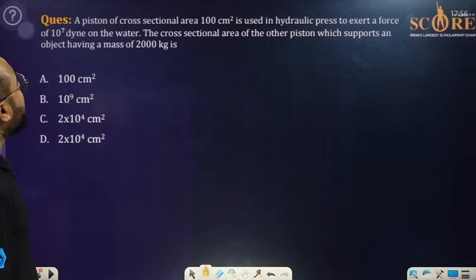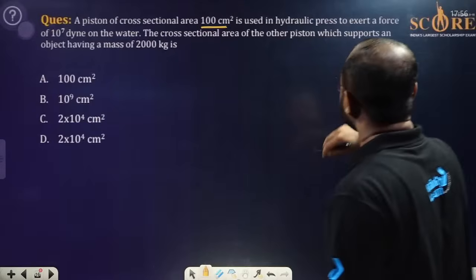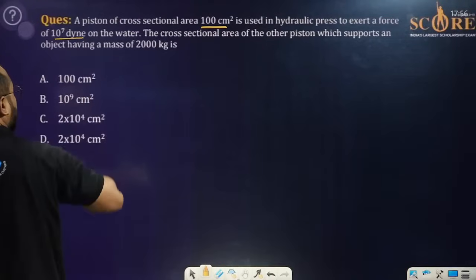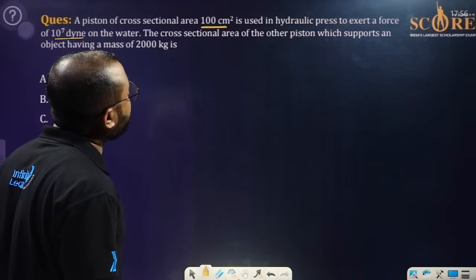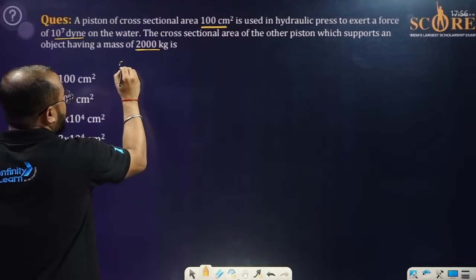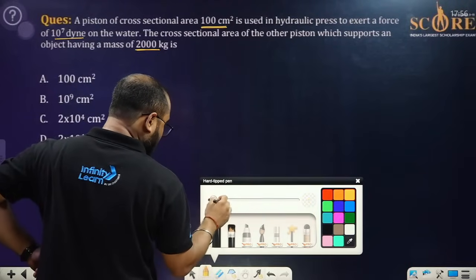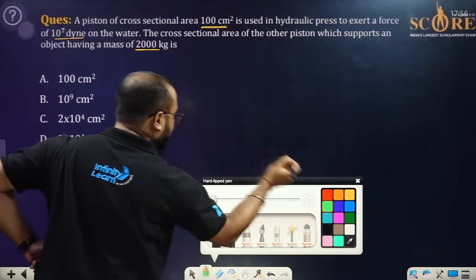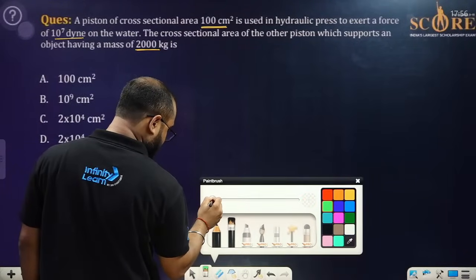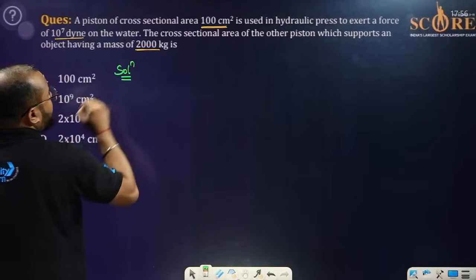Moving next. A piston of cross-sectional area, this is given to you, of a hydraulic press exerts a force of 10 to the power 7 dyne on the water. Find the cross-sectional area of the other piston supporting the mass. So for the solution of this particular type of question, what do we know from here?